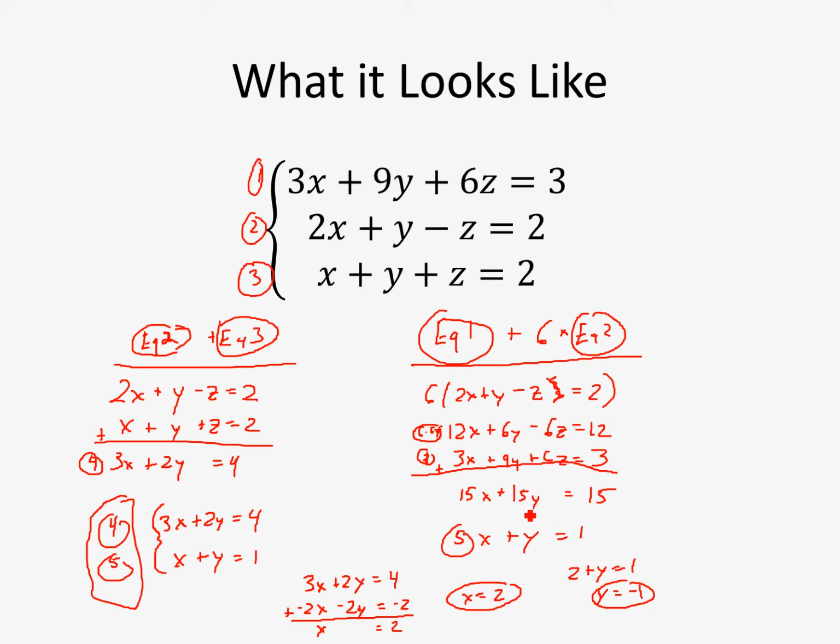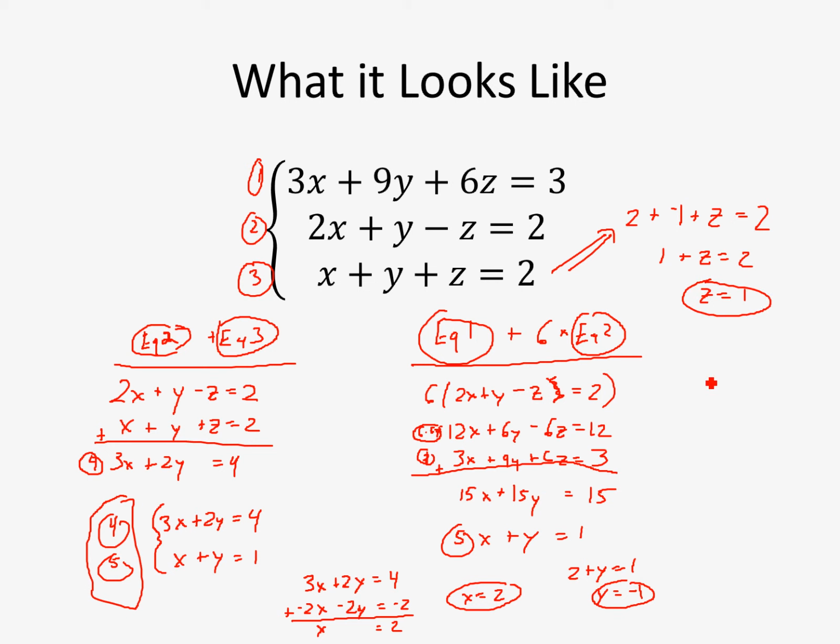So by plugging these in. Let's pick our original equation 3, because those coefficients are low. So remember, x was 2. So if I plug this in, I'm going to get 2 for x plus negative 1 for y plus z, which I don't know, is equal to 2. When I add these, I'm going to get 1 plus z is equal to 2. Then that must mean that z is 1.